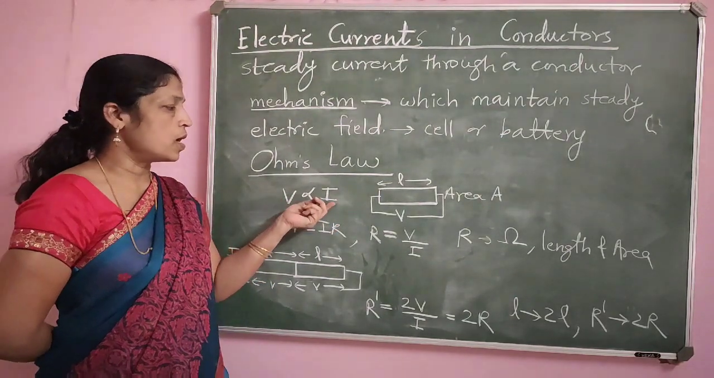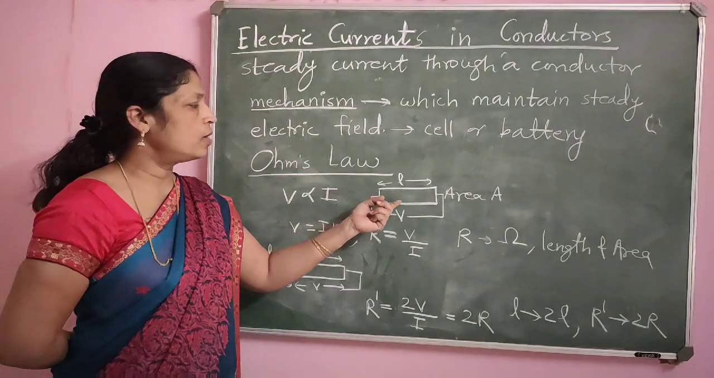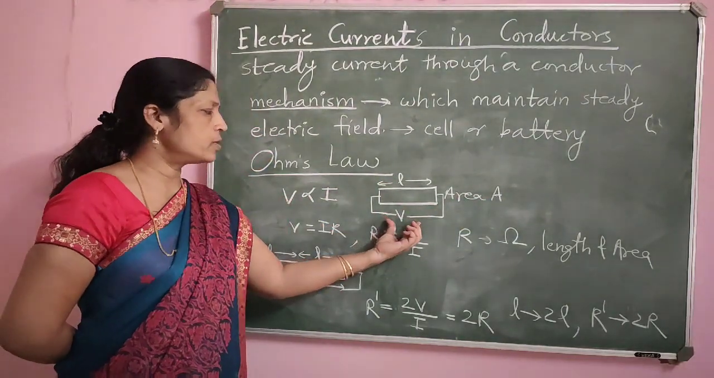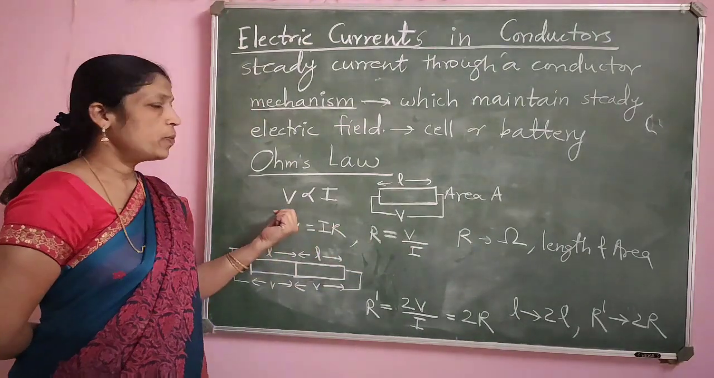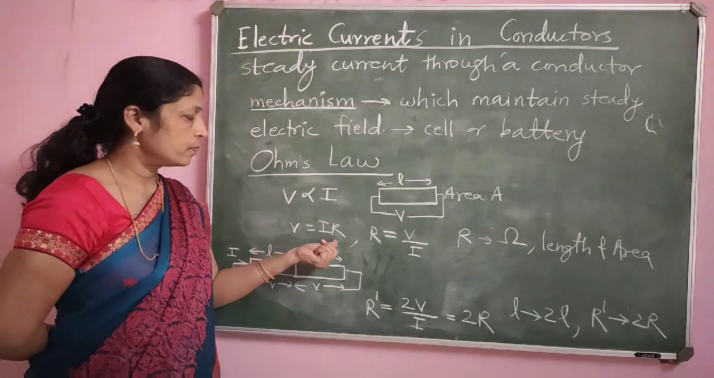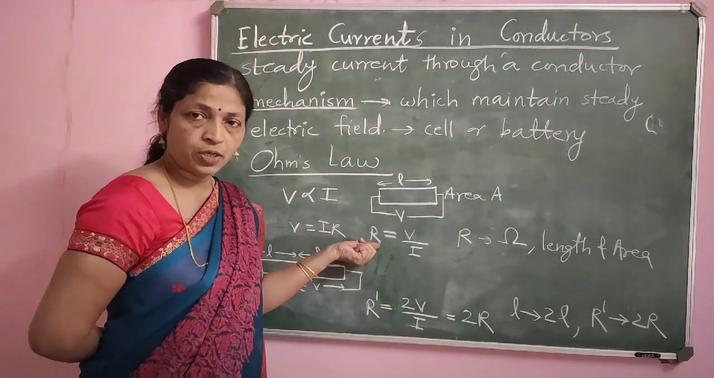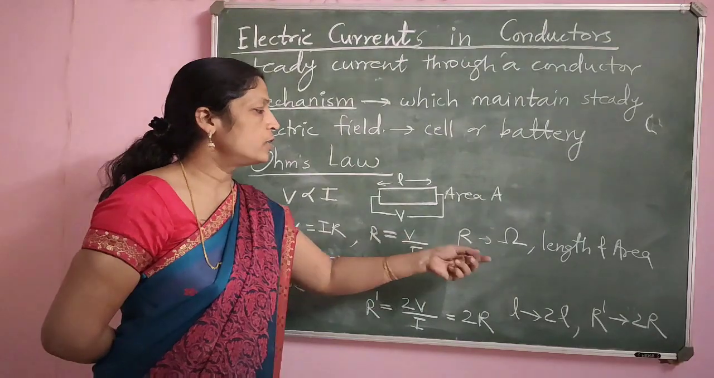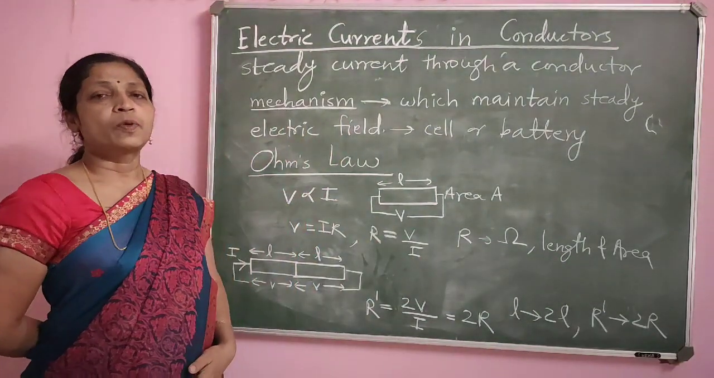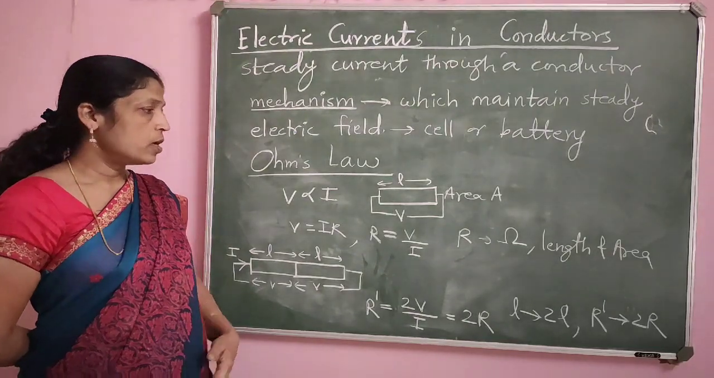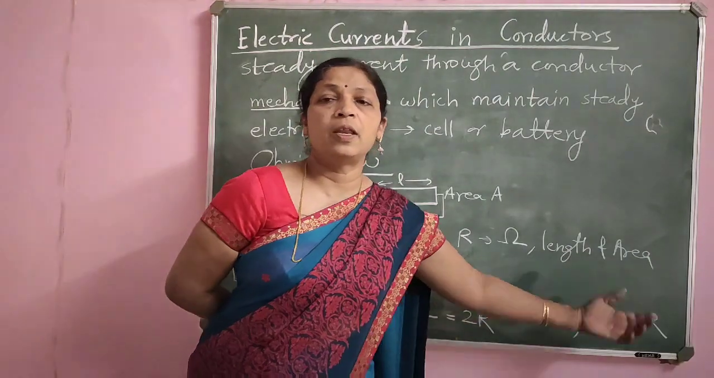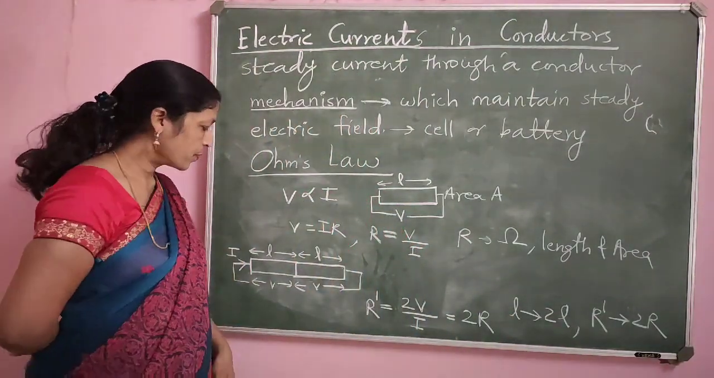V is proportional to I. Here I have taken a conductor of length L, its area is A and potential applied is V. V proportional to I, so we get V equal to IR. What is R? R is a constant given by V by I. Its unit is ohm and it depends on the length and area of cross section of the conductor. Let us see how the resistance depends on length and area of cross section of a conductor.